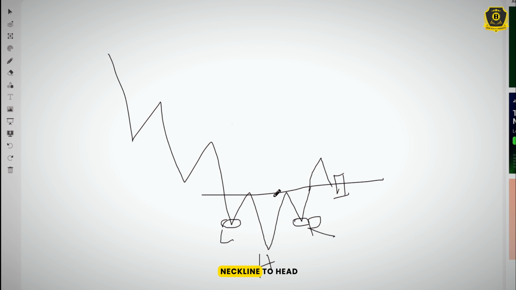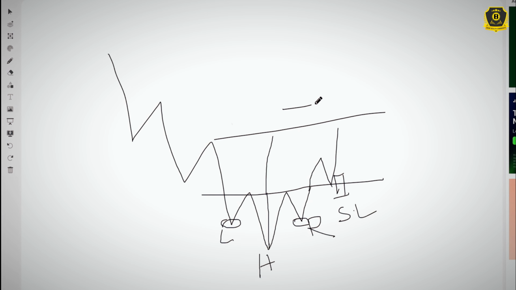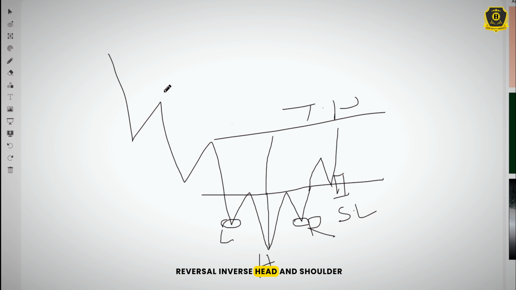From the neckline to the head, how many pips? So our take profit will be here. This is the entry, stop loss below this candle, and take profit this one. This is the TP. So this is the inverse head and shoulder reversal, and how we can get the entry. So this is all about the reversal pattern.